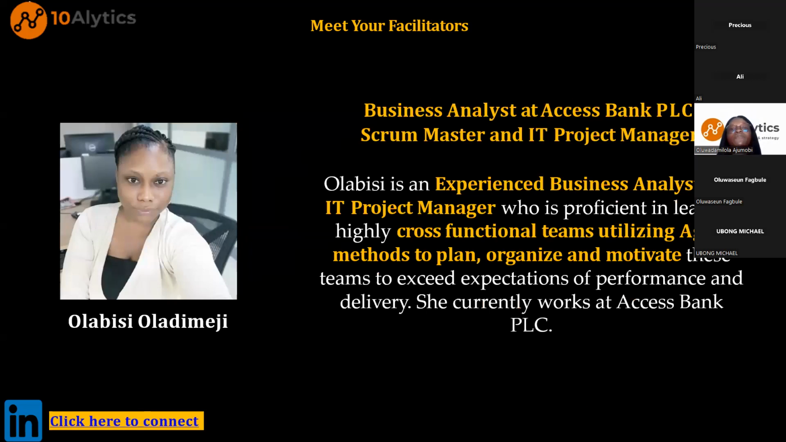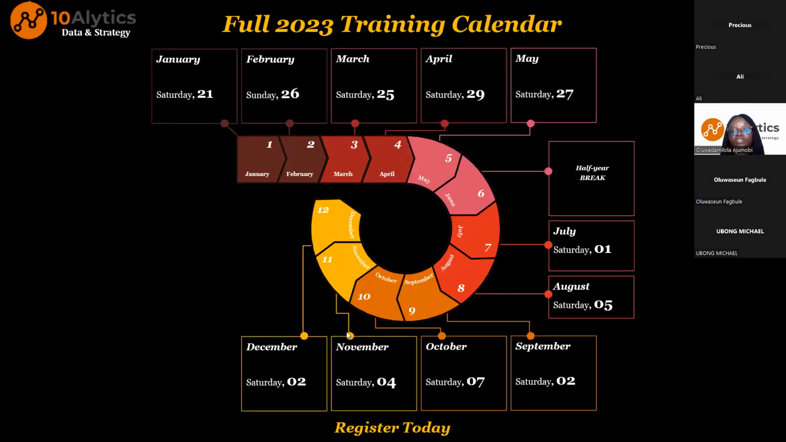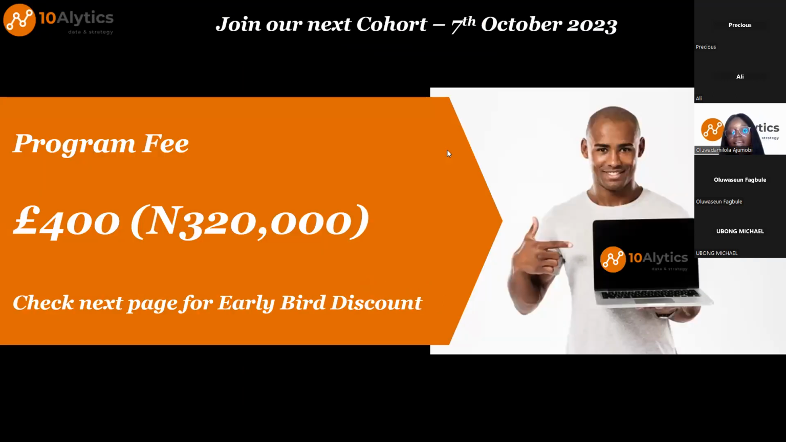Now, this is the full 2023 training calendar, and right now, if you're registering now, you're going to register for the October cohort. Okay, so the year is going to an end. You don't want to enter a new year without a skill that you can step into the new year with. All right, so join the next cohort starting 7th of October.